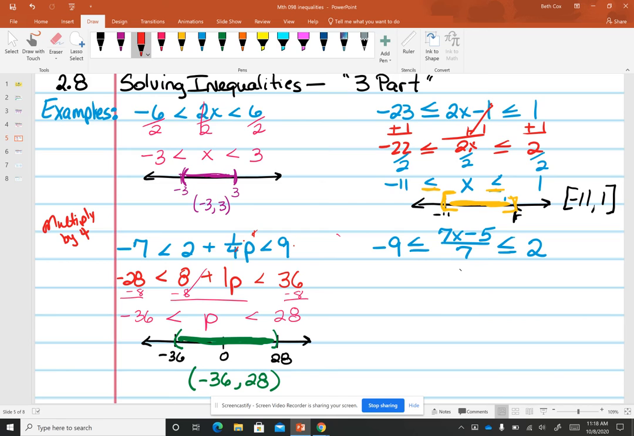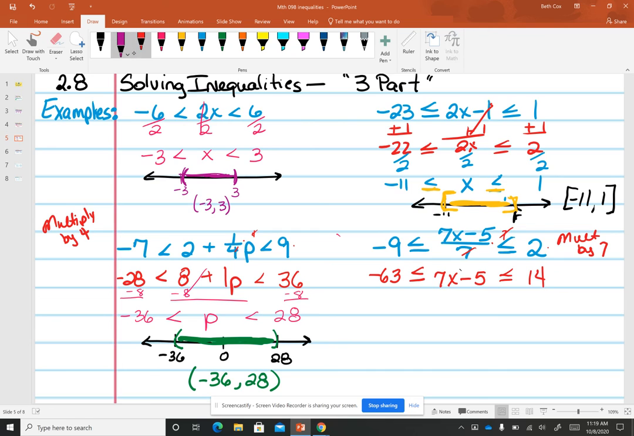All right, last one on this one. We're going to multiply everything by 7, because that's the denominator and I want it to go away. So when I do negative 9 times 7, I get negative 63. I multiply this one by 7, it cancels, and I just have the 7x minus 5. And then 2 times 7 is 14.